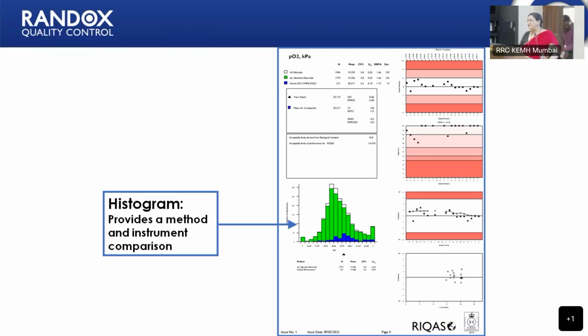The next part of the report is the histogram. Histogram is useful to compare if there is any method or instrument related bias. Histogram helps to understand the comparison of method and instrument, if there is any bias related to method and instrument.